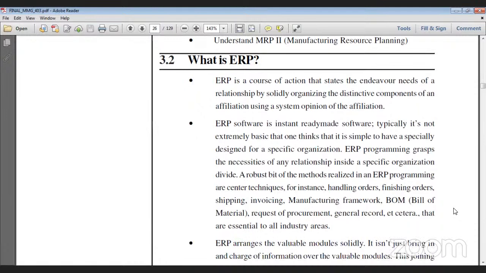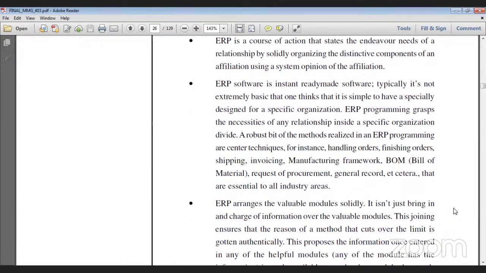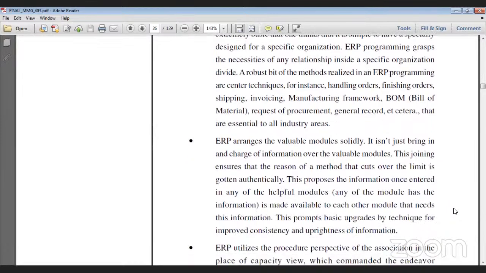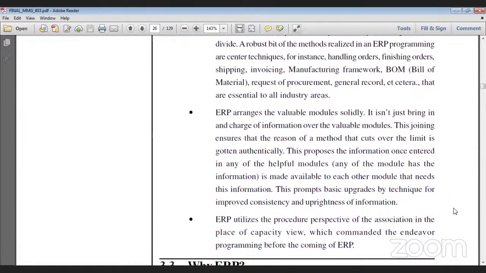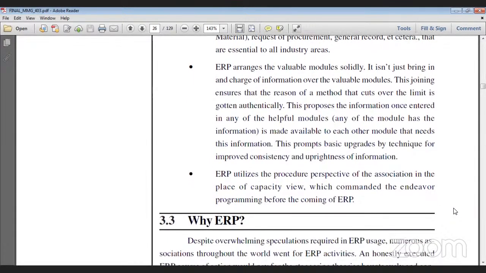Then ERP arranges things so that it is valuable and modular. It isn't just bringing in the sharing of information over the valuable models also. And the next point is the prompt basic upgrade and the utilization of procedure perspectives. Why ERP?